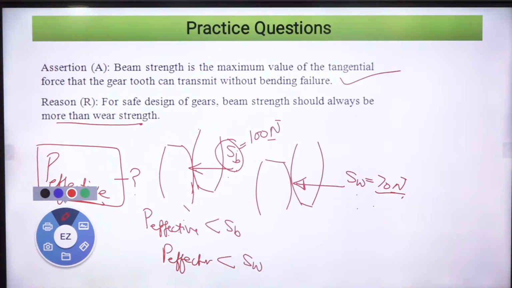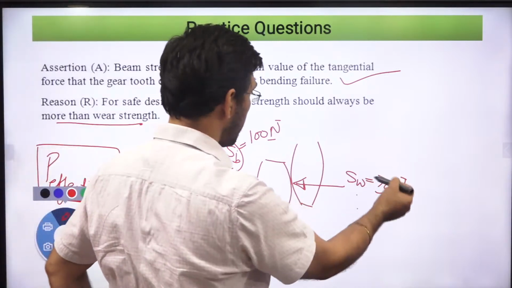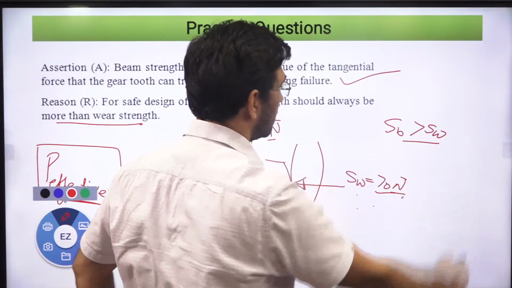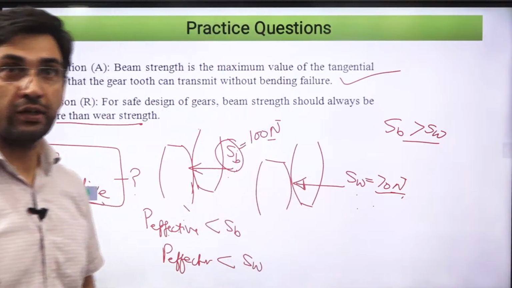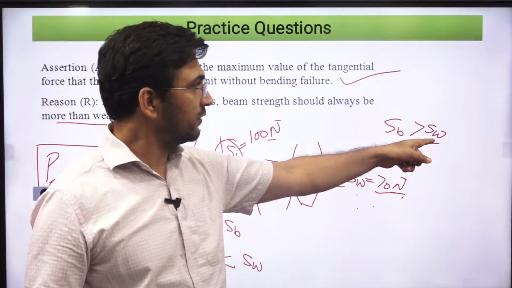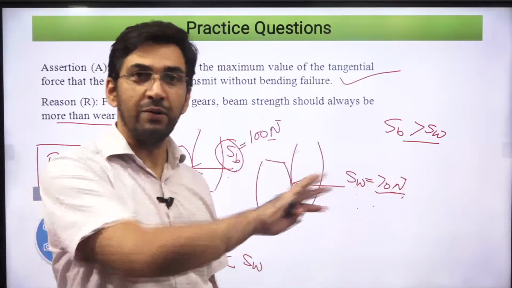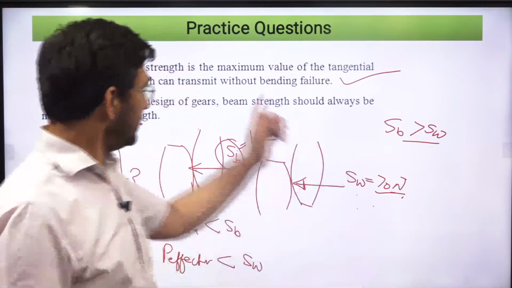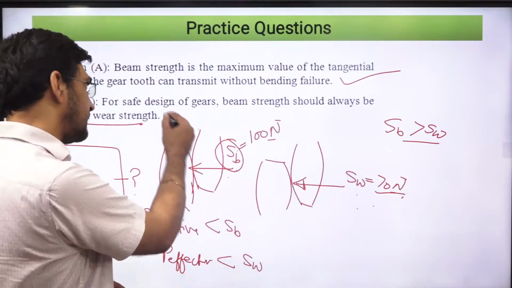ये होना चाहिए क्या? यस, हो सकती है, ये कंडीशन भी हो सकती है कि फॉर सेफ डिजाइन बीम स्ट्रेंथ शुड बी ग्रेटर देन वियर स्ट्रेंथ. That condition should also be fulfilled, because अगर बीम स्ट्रेंथ इज लेस देन वियर स्ट्रेंथ इज मोर, बट वो बेंडिंग में फेल हो जाएगा. वियर तो तब आएगी जब बेंडिंग से बचाओगे. So this statement is also correct that way. So we can say this statement is also correct.